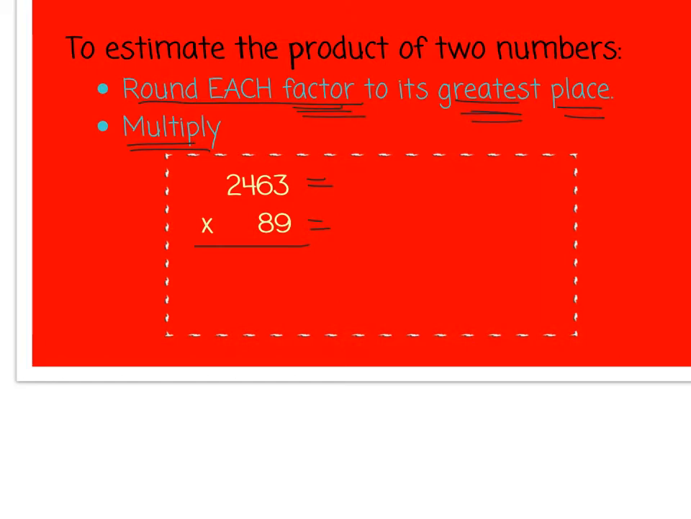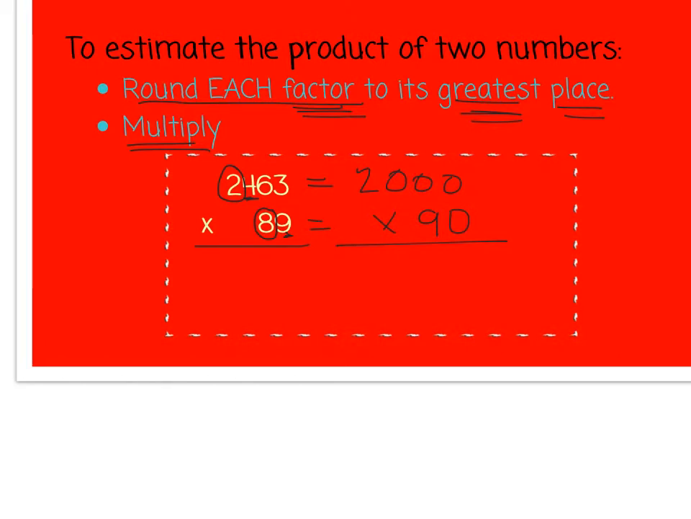So the greatest place in 2,463 is the thousands place. So I circle the place I want to round to and underline our superhero, which is the 4. 4 doesn't have enough power to change the 2, so that's going to round to 2,000. Then we're going to round 89 to its greatest place, which is the tens. Underline the superhero. This time 9 has enough power to change the 8 to a 9, so we're going to multiply 2,000 times 90 to get our estimate.